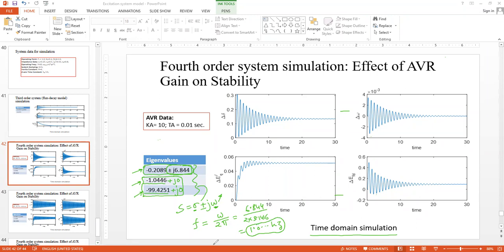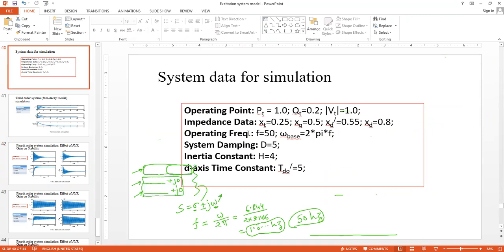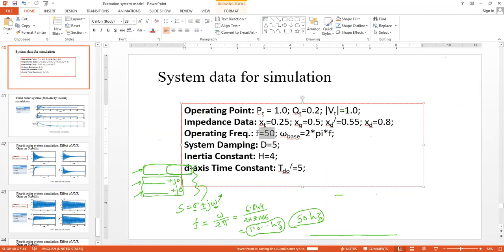And our power system base frequency is 50 hertz. So as we said, the system operating frequency is actually 50 hertz. Okay.